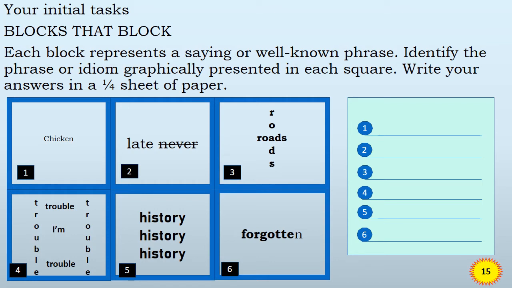And lastly, block number 6. The answer in block number 6 is forgotten, because if you observe the word carefully, the last letter of the word forgotten is not written boldly. So the N was not written boldly, unlike the other letters F-O-R-G-O-T-T-E. So the letter N is the only one that was not written boldly. So the answer is forgotten.